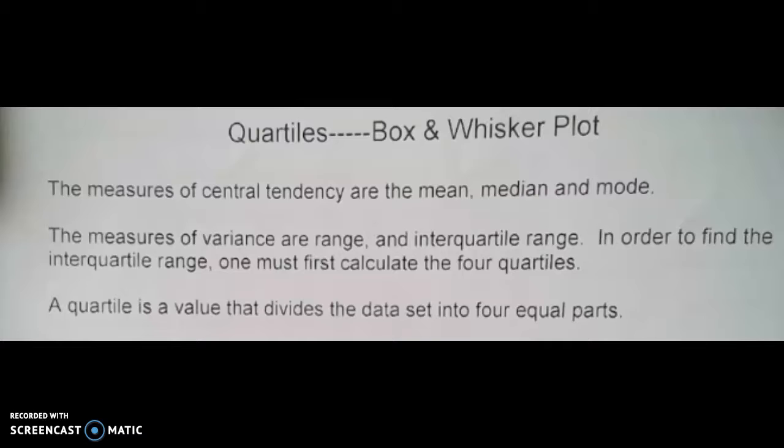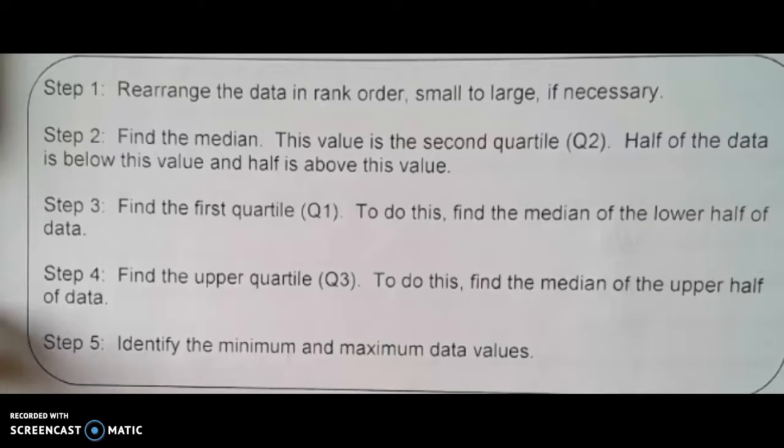In order to calculate the interquartile range, one must first calculate the four quartiles. A quartile is a value that divides the data set into four equal parts. In order to calculate the quartiles, there are a few steps that you have to follow. Step number 1, rearrange the data in rank order from smallest to largest if necessary. After you've got your data in order, step number 2, you're going to find the median of the data. The median, remember, is the middle.